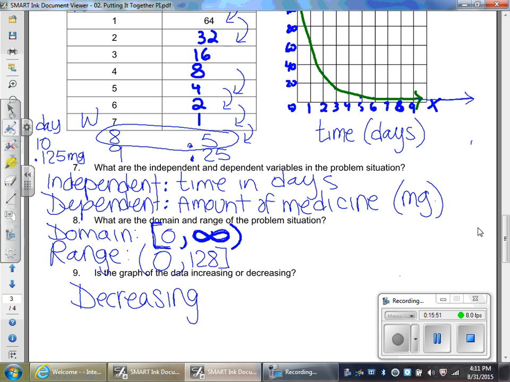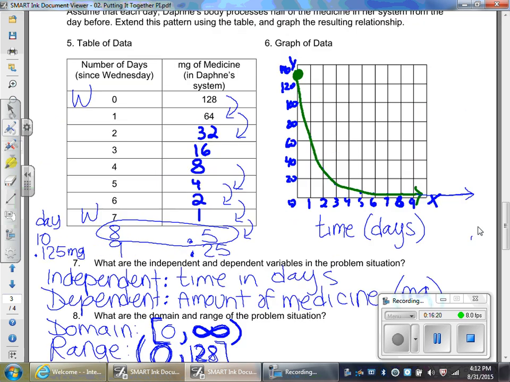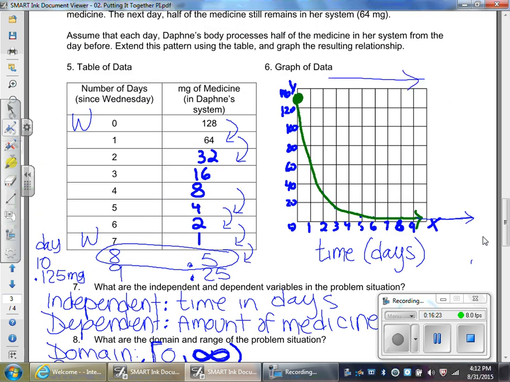For the range, the amount of medicine left, like I said, could get smaller and smaller. It will get closer to 0, but it will never be 0. So because of that, we use parentheses to imply that 0 is not included. And the largest amount of medicine, which was present at the beginning, was 128 milligrams, including 128 milligrams. And of course, if we read the graph from left to right, it is pretty clear that the graph is decreasing. Okay, and that is the end of the video.